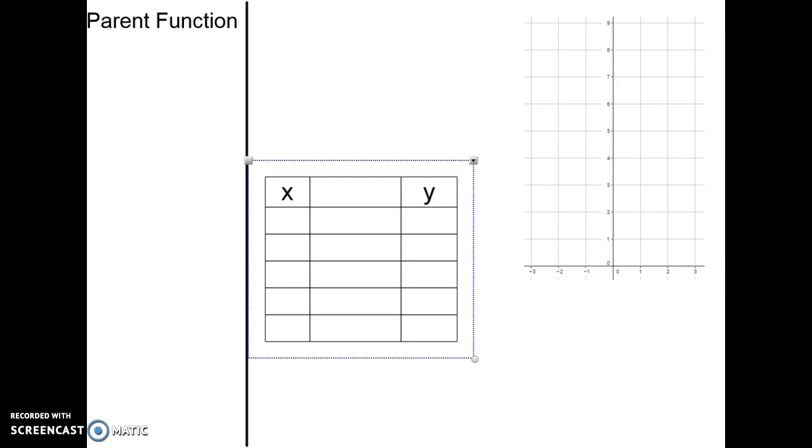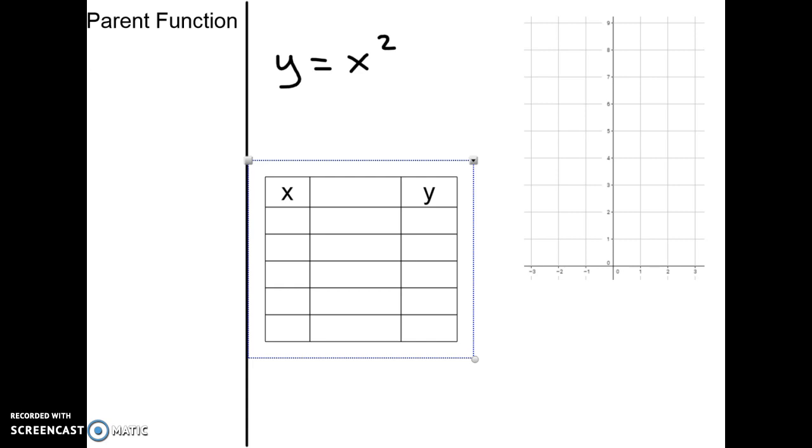First we want to talk about the parent function. The parent function is the simplest equation that we can think of, and for quadratics, that's going to be y equals x squared. So we don't have a b term. There's no plus bx or plus c. It's just y equals x squared.